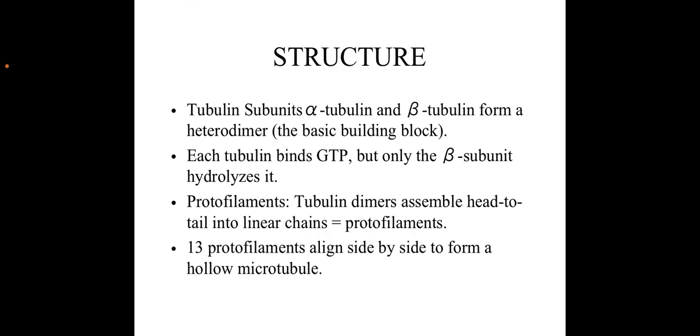And if we talk about the structure of the microtubules, alpha tubulin and beta tubulin form a heterodimer, the basic building block of the microtubules. Each tubulin binds GTP, but only the beta tubulin subunit hydrolyzes it, while the alpha subunit is incapable of hydrolyzing GTP. One GTP might be equivalent to one molecule of ATP. If we talk about the protofilaments, tubulin dimers assemble head to tail into linear chains to form protofilaments. Certain protofilaments align side by side to form a hollow microtubule.